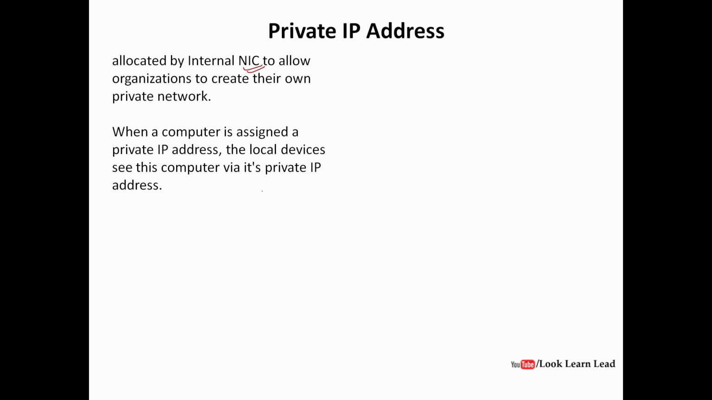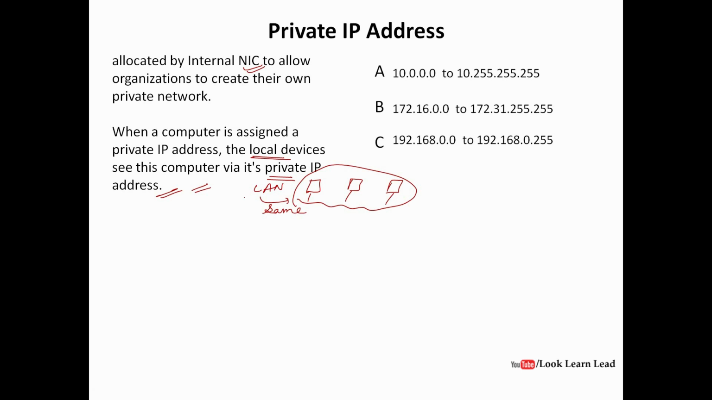Suppose we have a LAN with three systems. If these systems have to communicate with each other within the same LAN, they can use private IP addresses. Devices communicating in the same LAN are local devices, and they communicate through the private IP address.